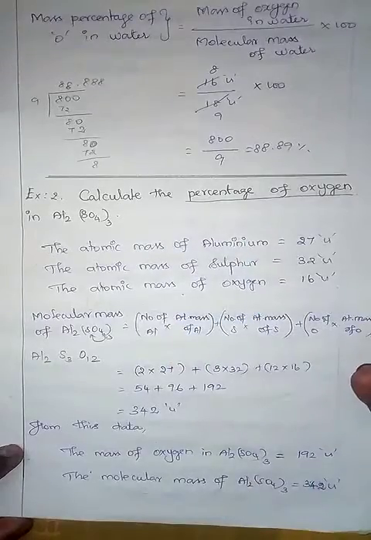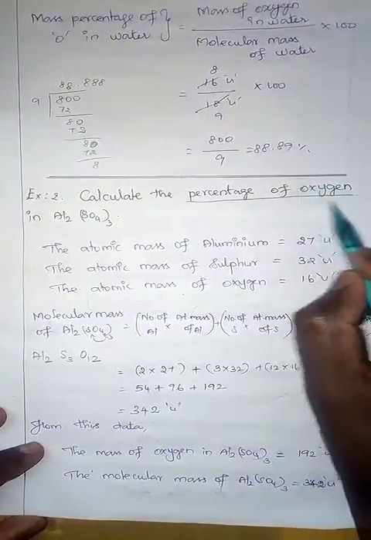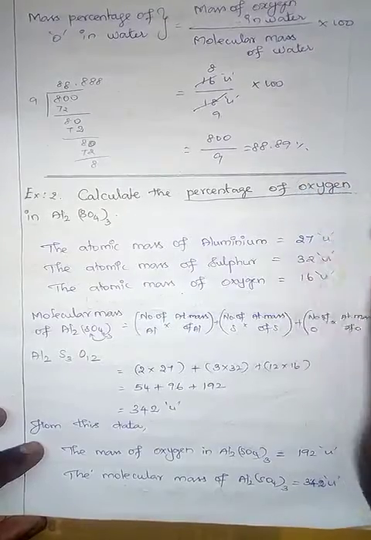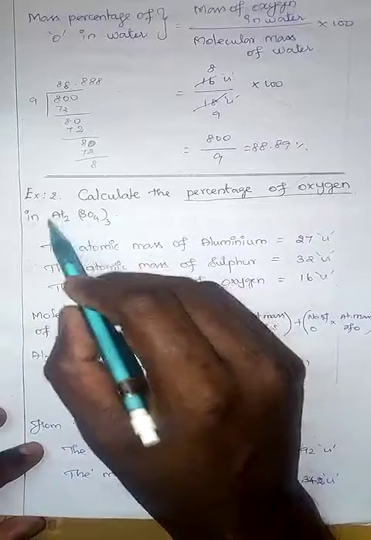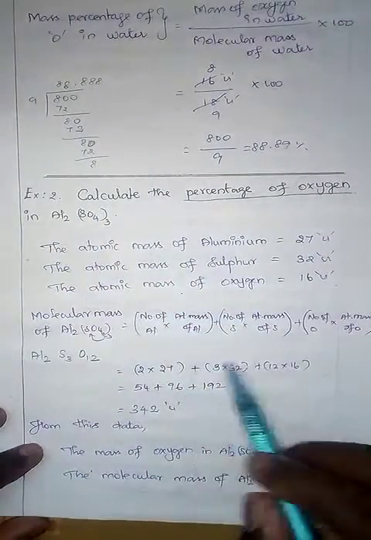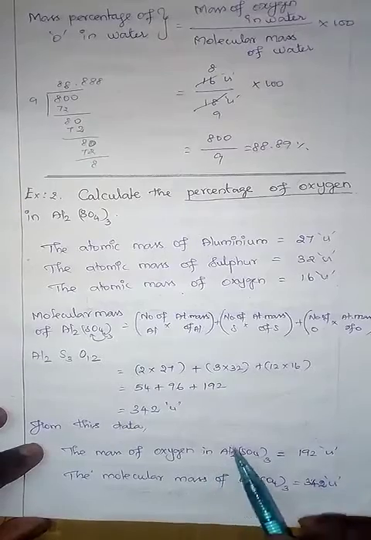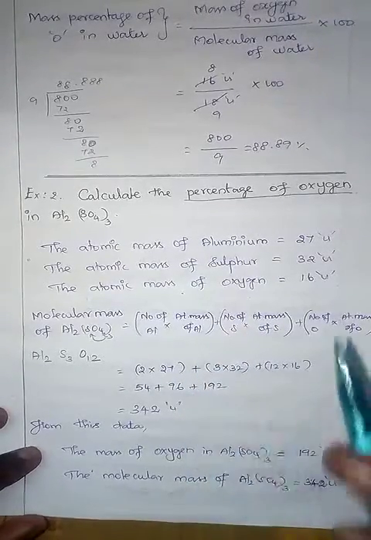So they didn't ask about any other elements, they particularly asked about oxygen. So our interest is in this oxygen alone, we don't need to calculate the aluminium percentage or sulfur percentage. So let us see how to calculate the mass percentage of oxygen.